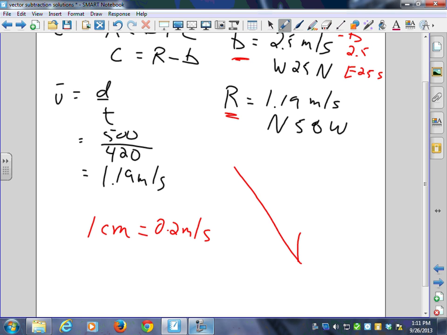The resultant north 58 west. So this angle here is going to be 58. It's going to be more than that. North, and it's 1.19, something like that. 58 in there. My minus B is 2.5 east, 25 south.